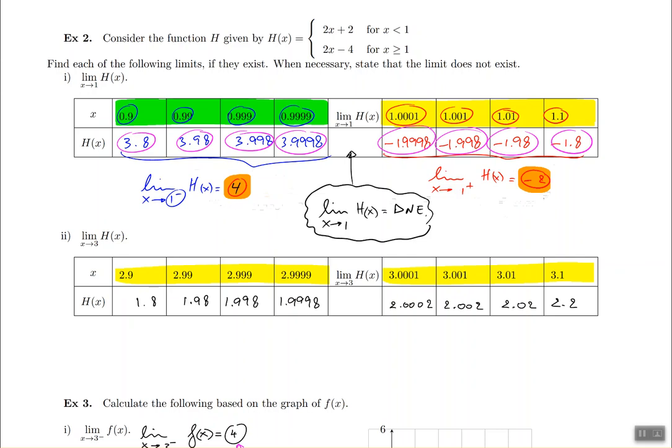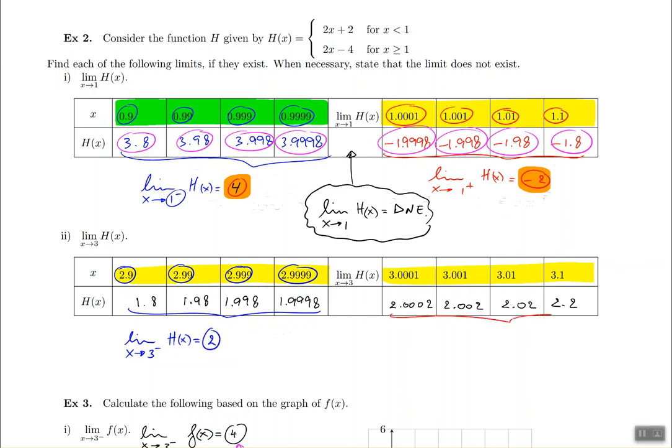Now, if I try to do the same thing again with the next part, if I plug in 2.9, 2.999, and so on and so forth, I will see that the numbers on the left are all looking like a 2. So that means the limit as x approaches 3, because all the numbers I'm plugging in are close to 3, but slightly less, so 3 minus, on this function h of x, all these numbers I'm plugging in are roughly speaking 2. So the limit is 2.